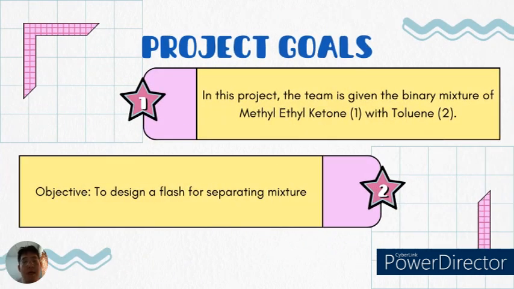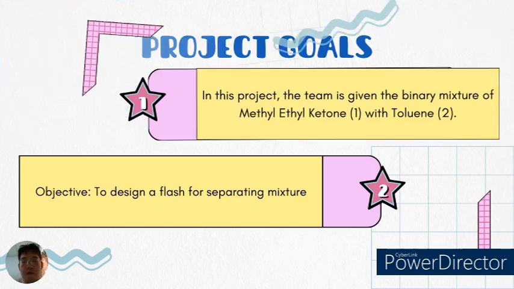Project goals. In this project, we are given a binary mixture of methyl ethyl ketone as component 1 with toluene as component 2. The project objective is to design a flash for separating the given binary mixture.